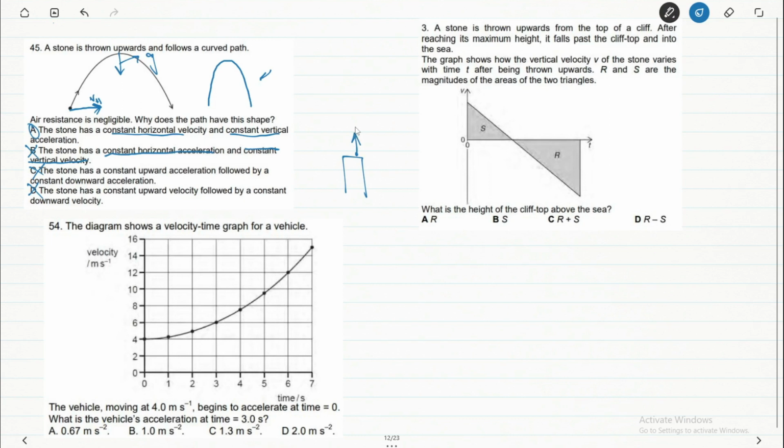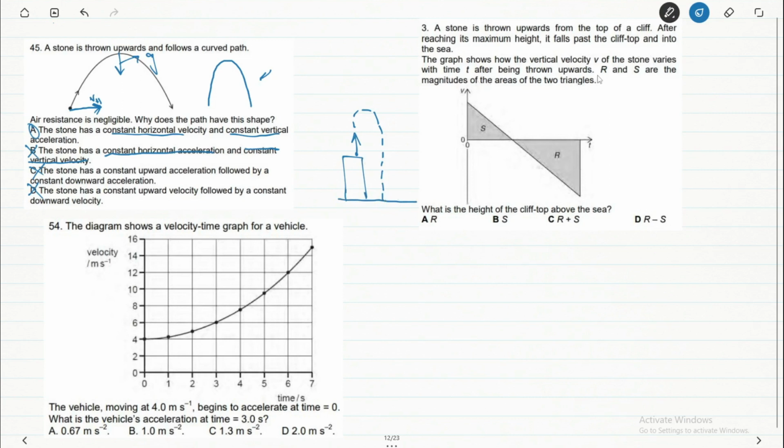After reaching its maximum height, it falls past the cliff top into the sea. Let's just assume the sea is here. This is the cliff, and the stone falls here.